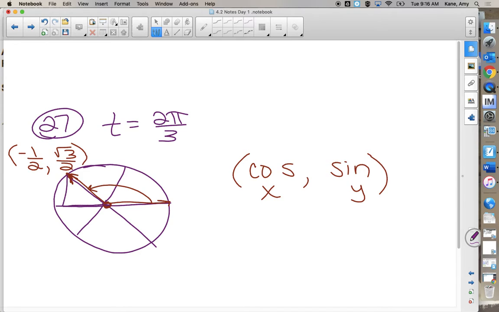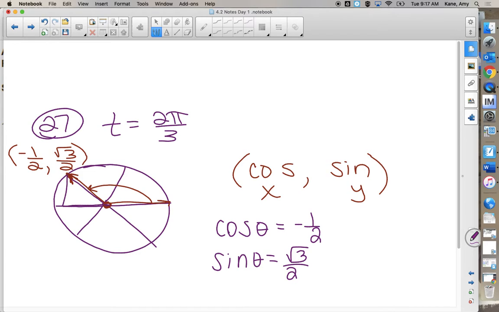The sine is the opposite over hypotenuse, and the opposite is the y value, that vertical distance that I would travel up. So that's why the sine value is the y value. So that means my cosine in this problem is negative 1/2, and the sine of my value is square root of 3 over 2. And I can do that without any work besides having a little diagram drawn.